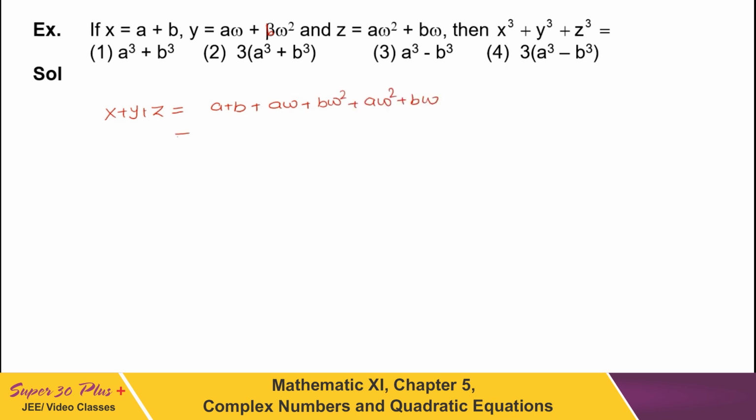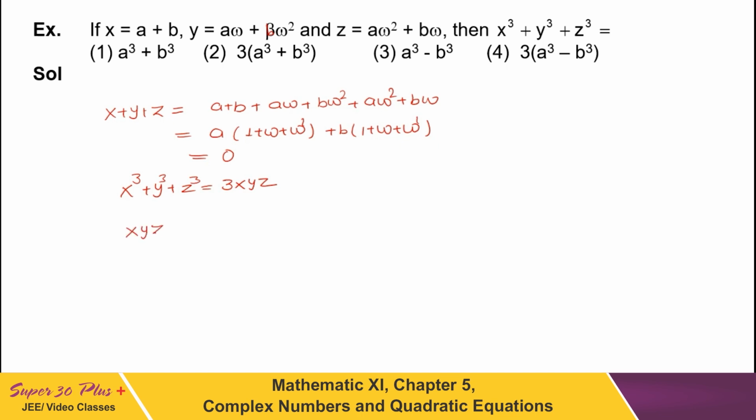Now simplify it. a is common and it is 1 plus omega plus omega square, and here b is also common, it is 1 plus omega plus omega square. The value of x plus y plus z is equal to 0. So we can find that x cube plus y cube plus z cube is equal to thrice of xyz. Now we are going to find the value of xyz.